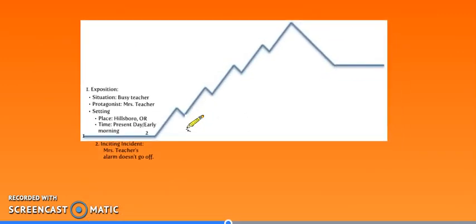Okay, down in our plot line. So if the alarm not going off is not actually the conflict, what is the conflict? Well, the conflict for Mrs. Teacher is that she ends up waking up late and has to figure out how to get to school on time. So that's the problem. And the rest of our little story here is going to be all about her trying to get to school on time. Pause and get that written down on your plotline.